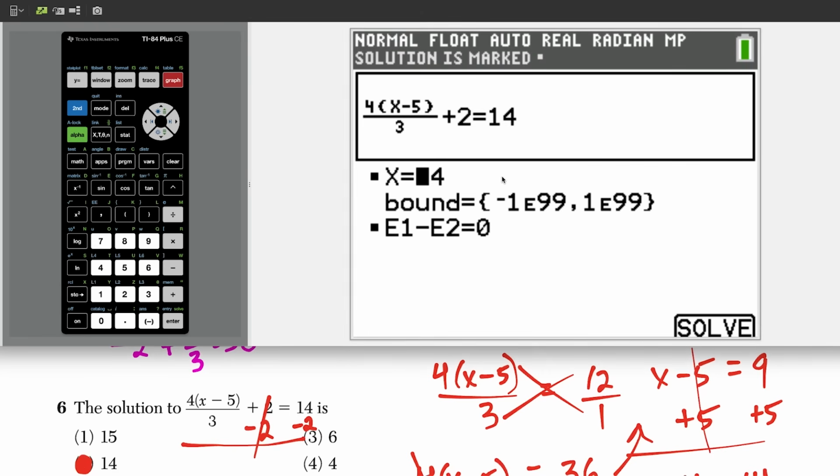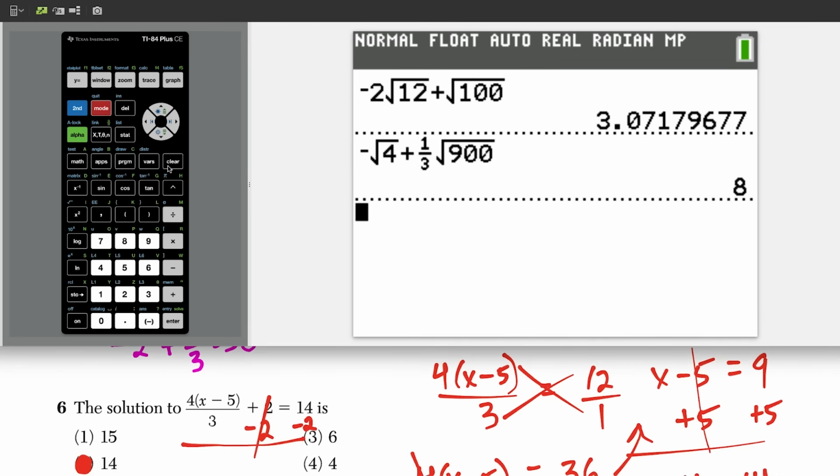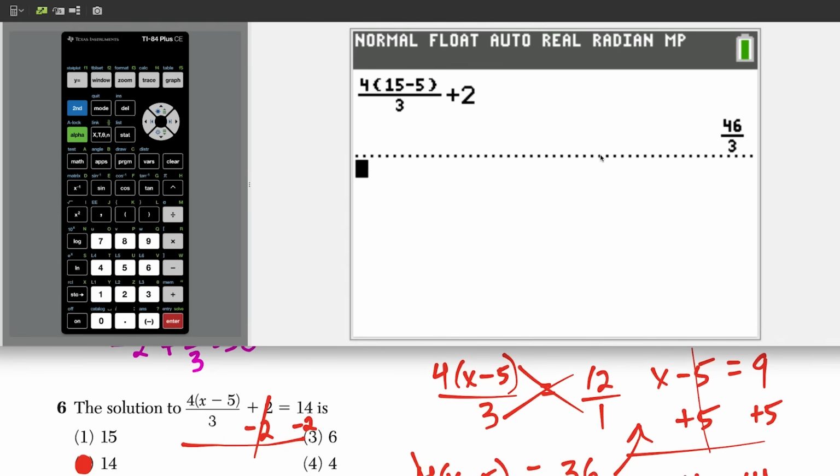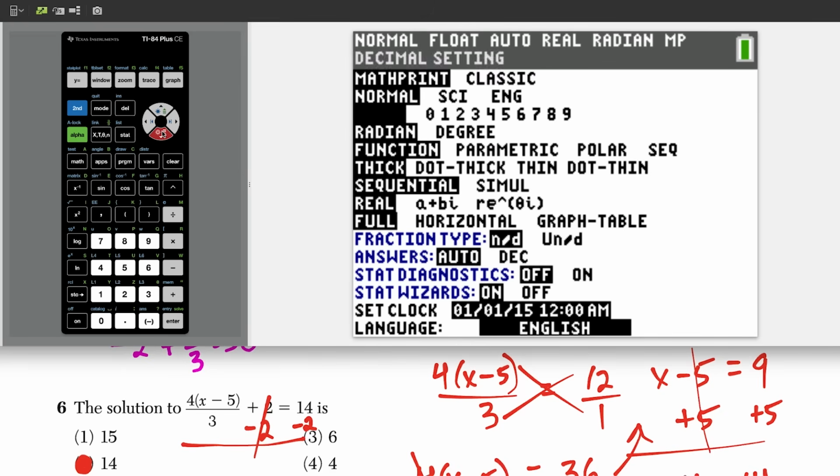Okay, so this works for solving linear equations. You could also have just gone on the main screen and typed in the expression on the left, hitting alpha y equals enter, and just type in all of the answer choices one by one. Like let's say I do 4 times x, I plug in 15, and I do minus 5, and then 3 in the denominator. I hit the right arrow, and then plus 2. If I put in one of the wrong answers, and I'm going to do this, I'm going to press mode and change from fraction to decimal. So for answers, I'm going to switch from auto to decimal. That way it just looks nicer.